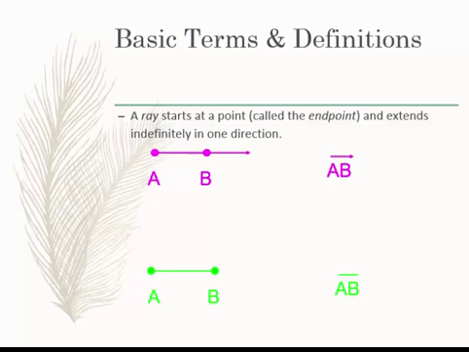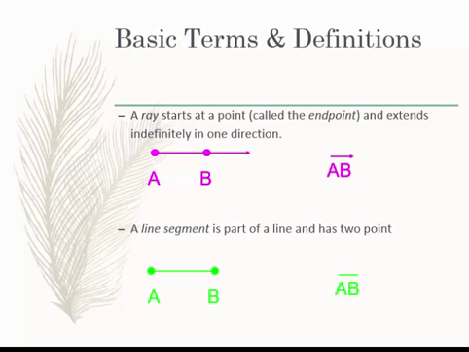Now, we also have a line segment, and a line segment is a segment. So instead of having a line, a line is where you have two ends that extend indefinitely, right?